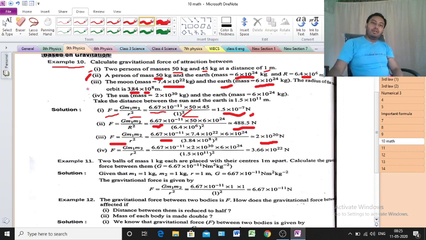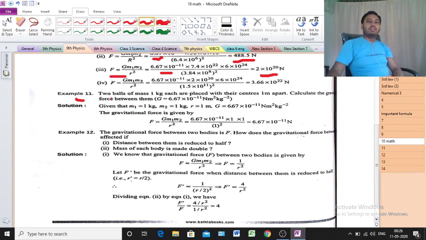Okay, so the basic thing is that you just have to put all the values in the equation F equal to G m1 m2 by r square, that's it. Clear? Now coming to the next example, that means example number 11.